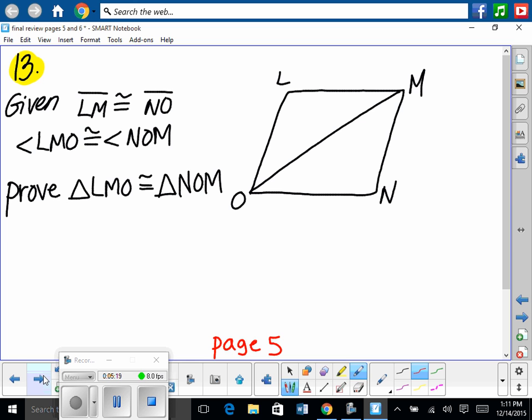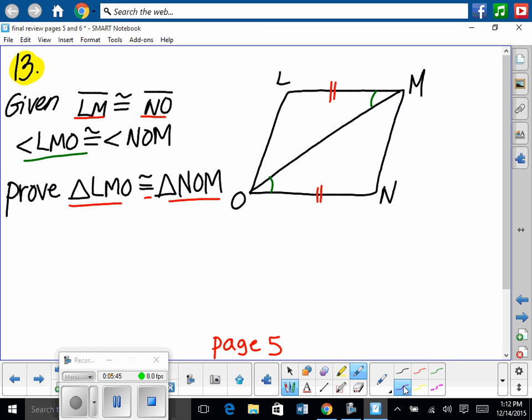Number 13, we're given this information and we're asked to prove that this triangle is congruent to this triangle. So we're only given this information. First of all, that side LM is equal to NO. So this side is equal to this side. I drew it in. And then also we're given that angle LMO, this angle, is equal to angle NON. So that's that angle. That's the only thing we're given.